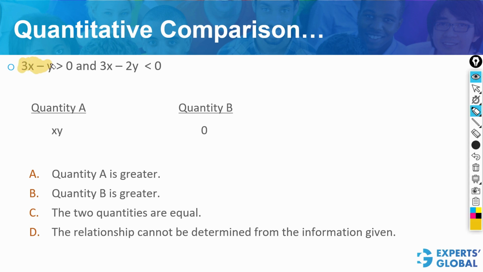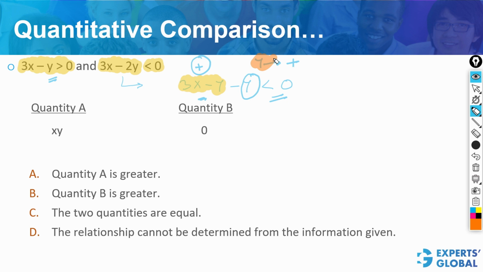3x minus y is positive, but 3x minus 2y becomes negative. We can write this second inequation as this. Now we know that this much is positive because this part is same as the first inequation here. Therefore, from something positive, when y is subtracted, the result becomes negative. That means y must be positive.